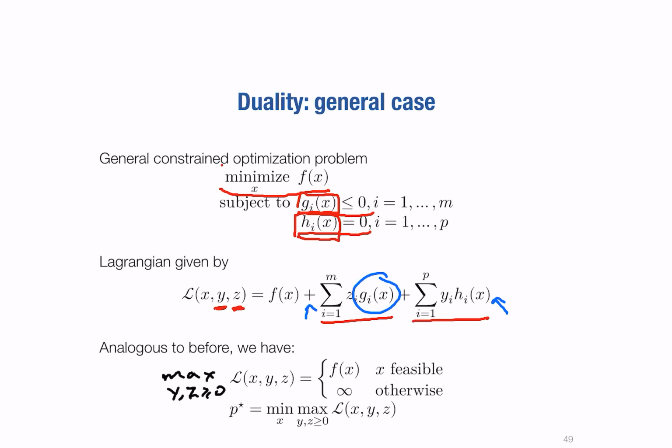So we have this as before, and therefore our original primal objective can be written as minimize over x of this term here, which we know is just equal to the original objective of our optimization problem, assuming these constraints are satisfied. So we can write our original primal problem as this.